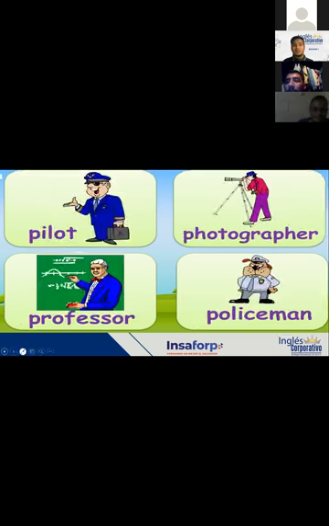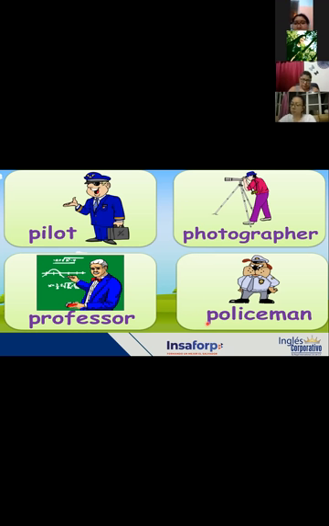We go with pilot, photographer, professor, and policeman. So I want to give you the difference between a teacher and a professor. We are going to say teacher to someone that teaches at a school, at a high school, or even a kindergarten. But if someone is teaching at the university, we are going to call them professor. Okay? Do you understand the idea?